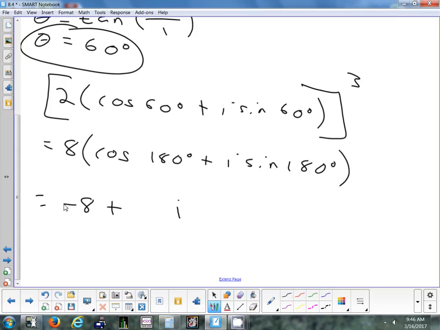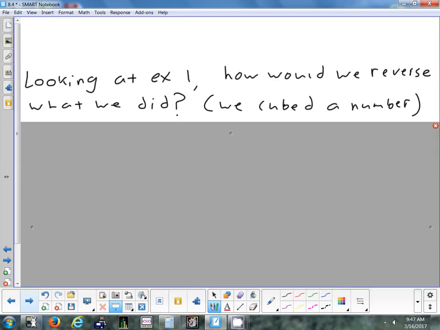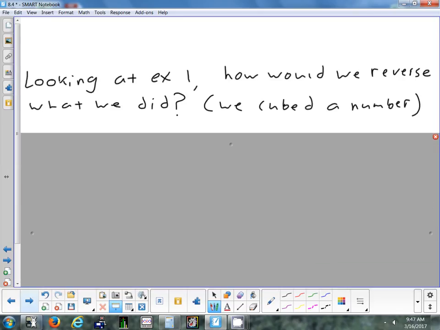Sine of 180 is 0. 0 times 8 is 0. So what happens when you do 0 times i? There's no imaginary part. So if you want to write this one in standard form, all you get is negative 8. If you want to write it in trig form, it's 8 cosine 180 plus i sine 180. We're going to talk more about how that connects in, but that's exactly the question that you just said. I'm going to ask exactly that question in a little bit.